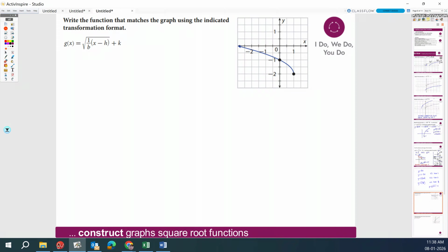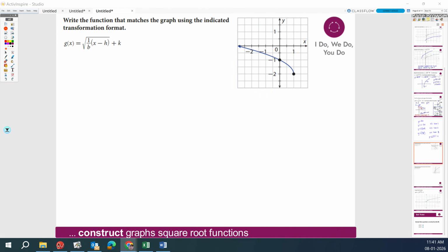Write a function that matches the graph using the indicated transformation format. Okay, so let's identify the transformations we have here. What are the transformations in this graph? The first thing we need to look at is, where is the vertex? What are the coordinates of the vertex? 1, negative 2. This is the coordinate of the vertex.